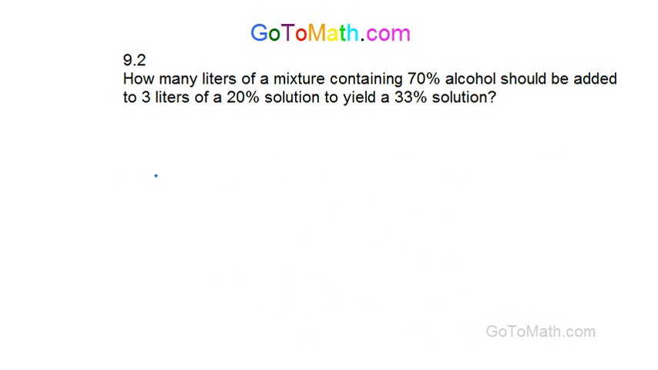Okay, so this next problem here, we got a picture. I'm going to draw a picture because it'll be a whole lot better to see what's going on here. Let's read the problem first. How many liters of mixture containing a 70% alcohol should be added to 3 liters of 20% solution to yield a 33% solution? Right, so we read the problem several times, figure out what our knowns or unknowns are, and we always draw a picture because pictures always seem to help out.